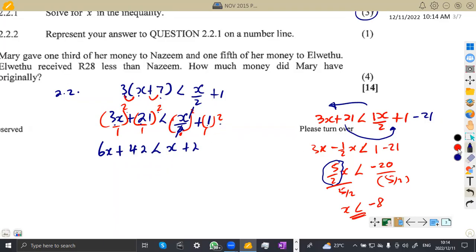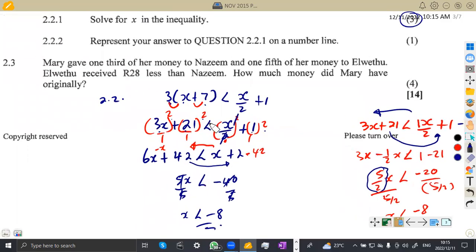So you're going to collect like terms, just like what we did previously. The x to this side is going to be minus x. So 6x minus x, that's 5x is less than. We transpose the 42 to this side so that it is going to be a negative 42. So 2 minus 42, that is minus 40. So to find x, divide by 5 both sides. So x is going to be less than negative 8. So that's what we had on question 2.21.